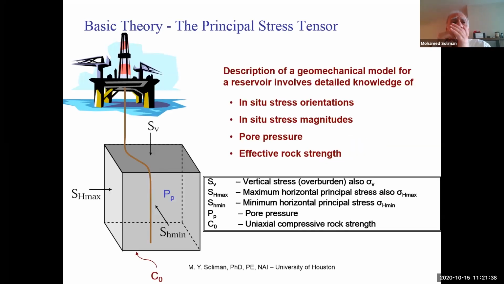So if I look at a piece of rock, if I have a piece of rock downhole many hundreds or thousands of feet deep, it's exposed to stresses in all directions. It's not only in one direction, it's exposed to stress in all directions. But you can break those stresses into three principal stresses.